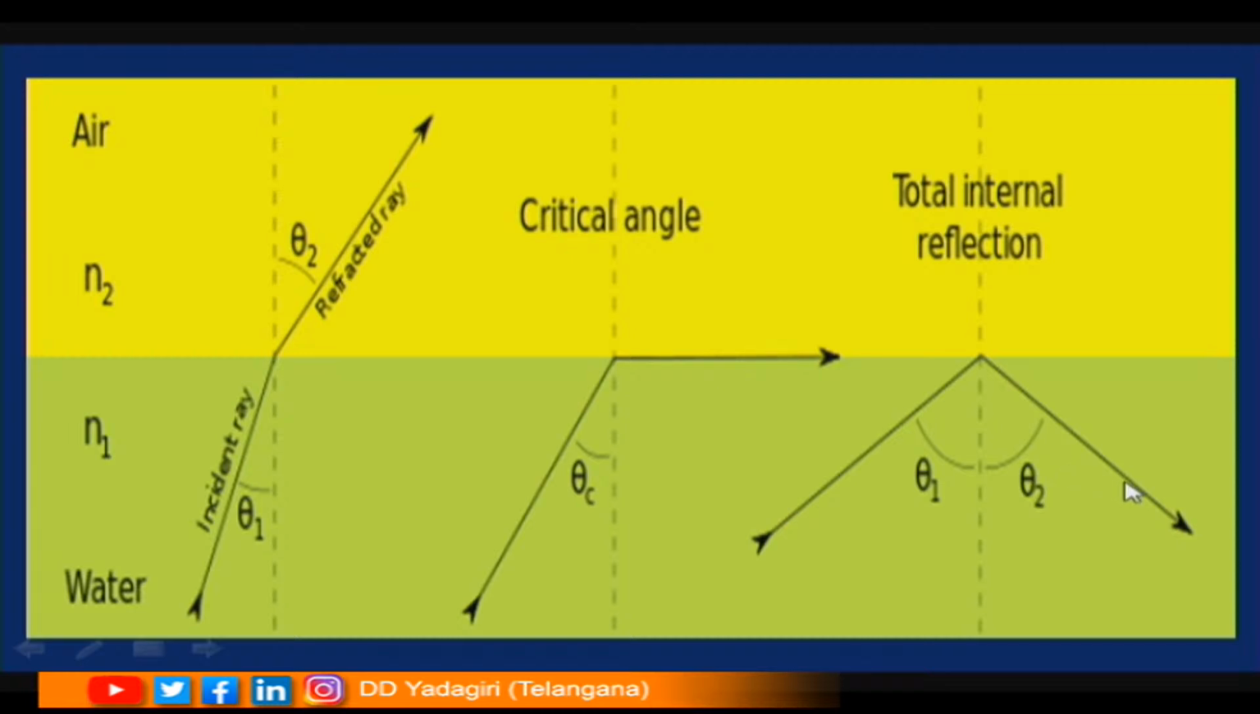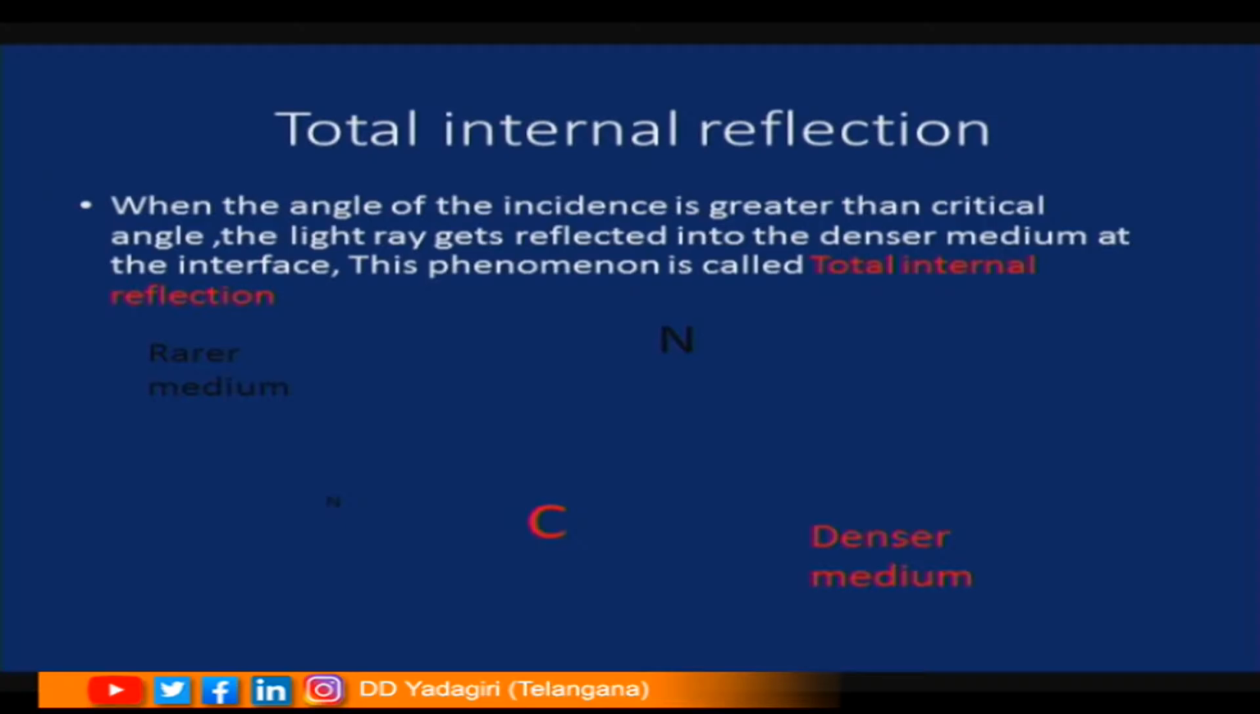Does total internal reflection take place for all angles of incidence? No, only if the angle of incidence is greater than the critical angle. Here theta 1 is more than this theta c angle. Therefore, again the light comes back into the same medium. According to the laws of reflection, these angles must also be equal, theta 1 should be equal to theta 2. From the laws of reflection, we learned in our 8th class, the angle of incidence is equal to the angle of reflection.